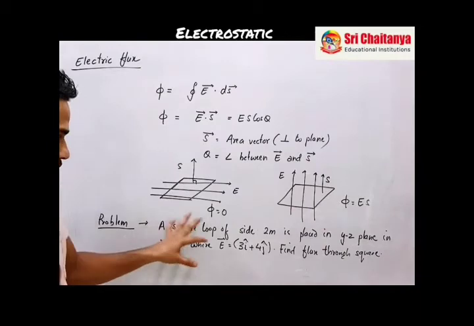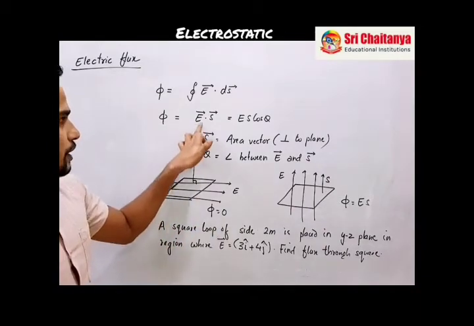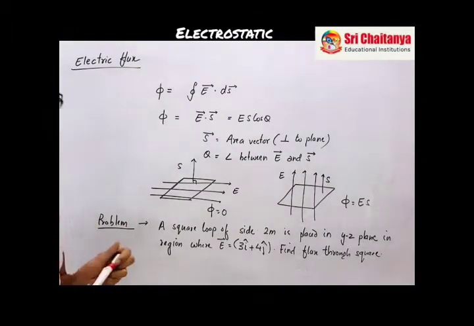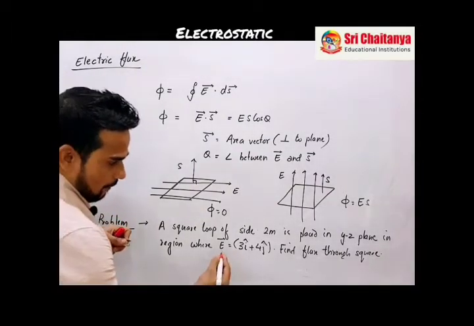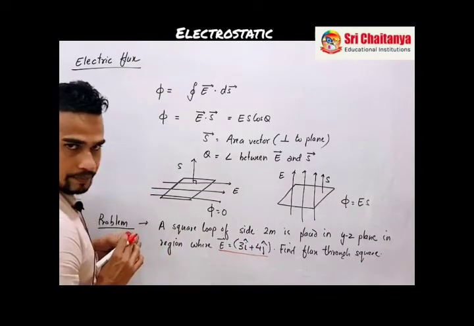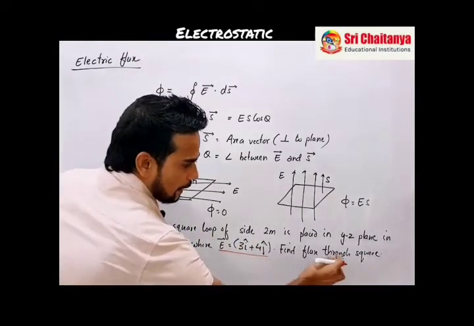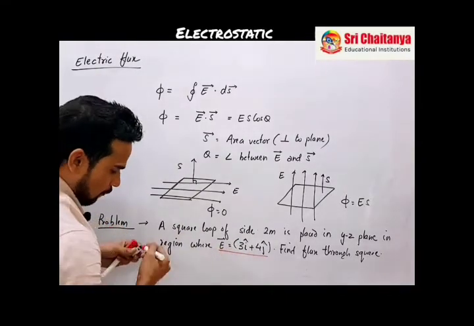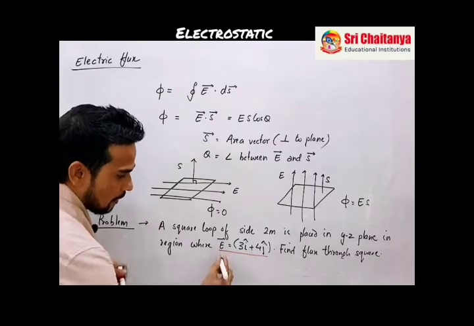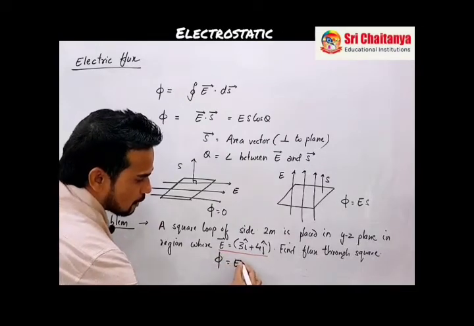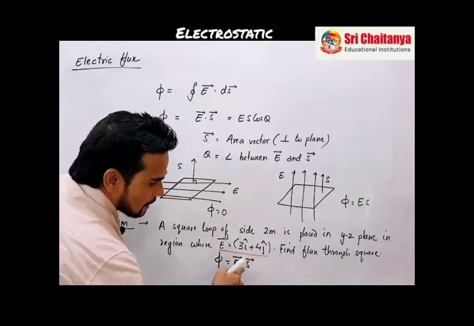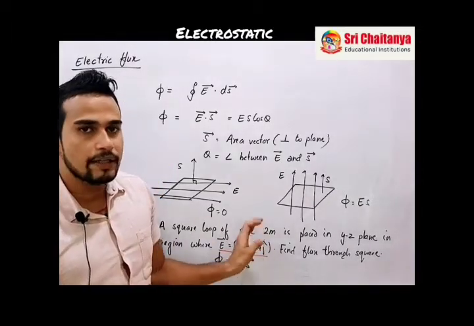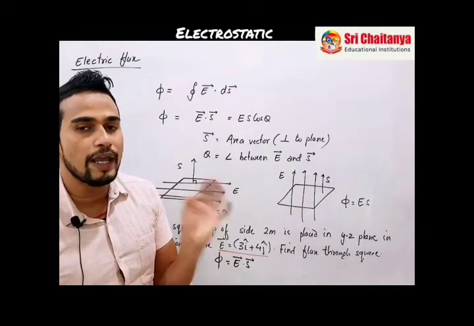Now some questions are also asked where we have to use E dot S. For example, just to tell you, I have got one question here. In this question, they have given you the electric field vector and they are asking you to find the flux. So for solving, I can write flux will be equal to E dot S. E vector is given but S vector is not given. You have to find the S vector by using the concept of area vector.